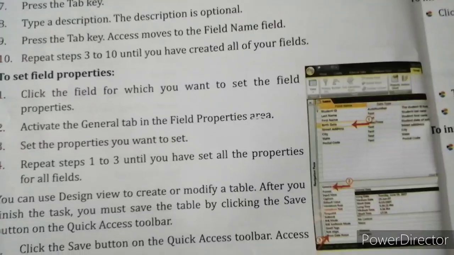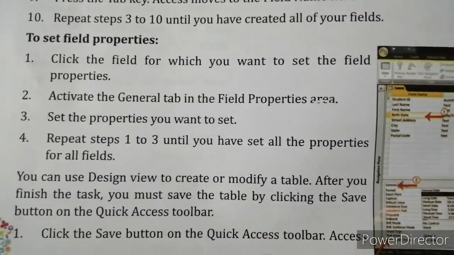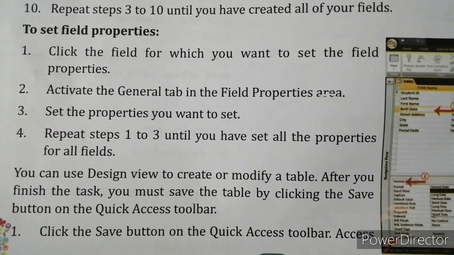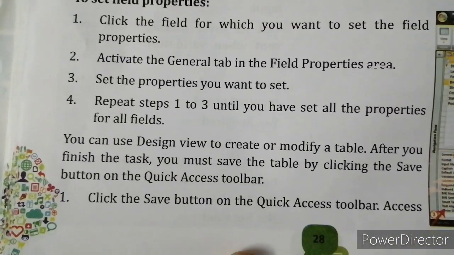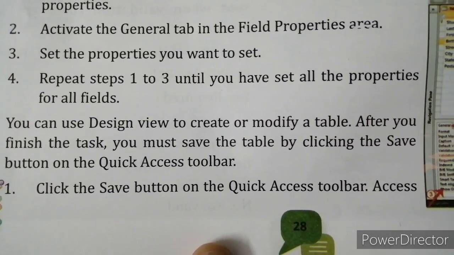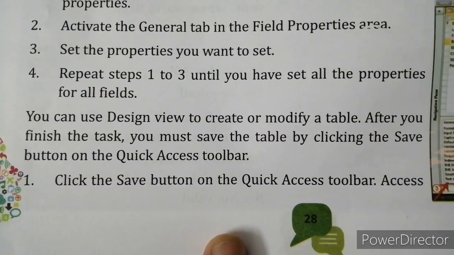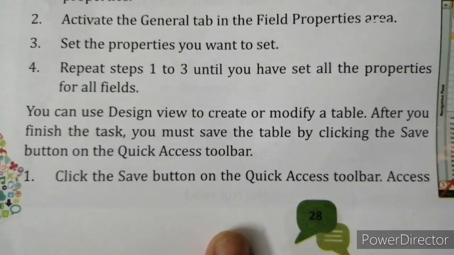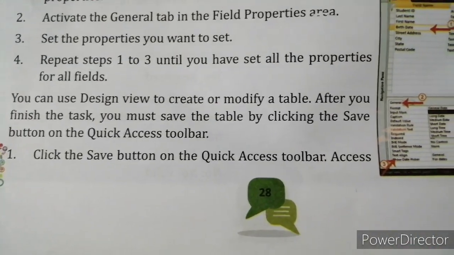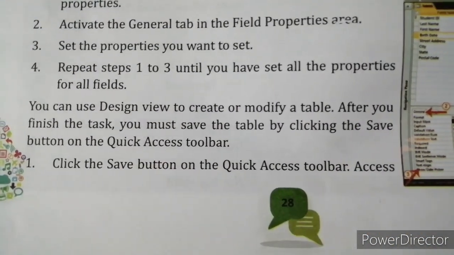To set field properties, click on the field for which you want to set the field properties. Activate the general tab. In the field property area, set the properties you want to set. Repeat step 1 to 3. Yes, you can use the design view to create or modify a table. After you finish the task, you must save the table by clicking on the save button. Now see here, the save button on the quick access toolbar.